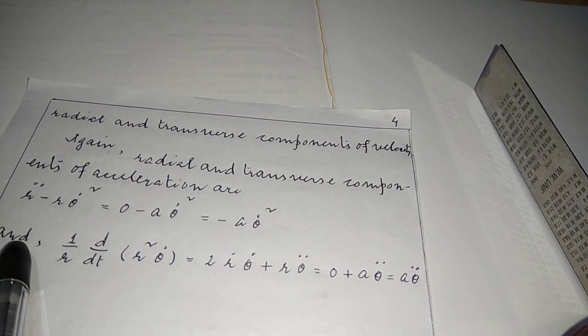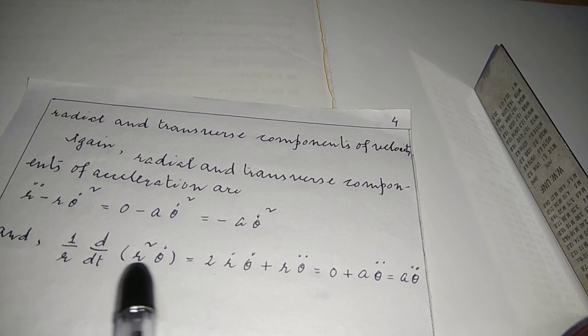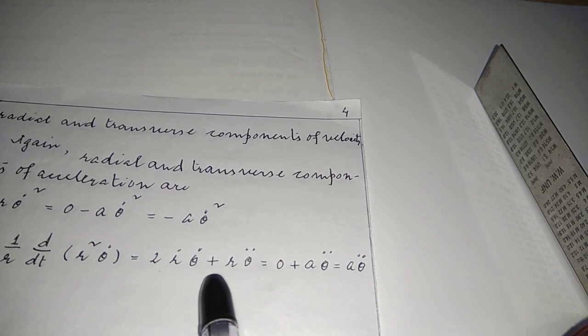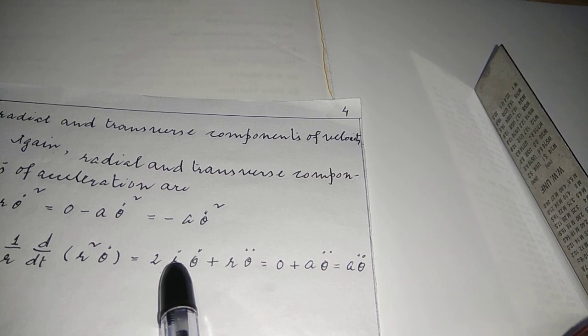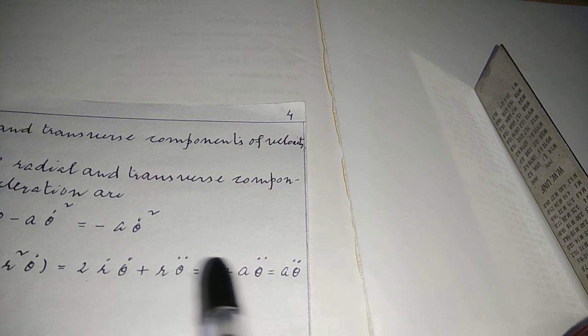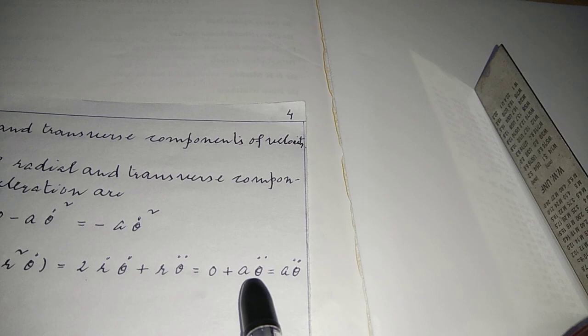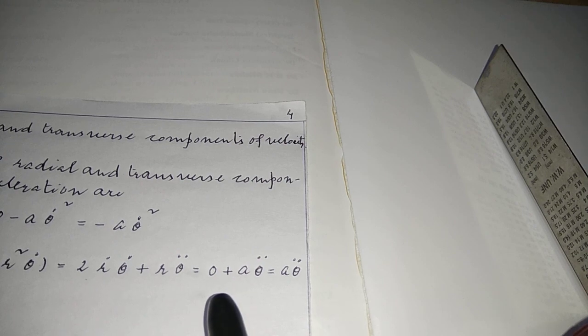And the transverse or cross-radial component of acceleration, we can write this expression: 1 by r d dt of r square theta dot. If you write down the expanded form, it is nothing but 2 r dot theta dot plus r theta double dot. So r dot, if r is constant, it is 0. So ultimately what you will get? r is equal to a, you will get a theta double dot. So these two are the radial and transverse components of acceleration if we consider the point P on a circle. So this is the first topic.